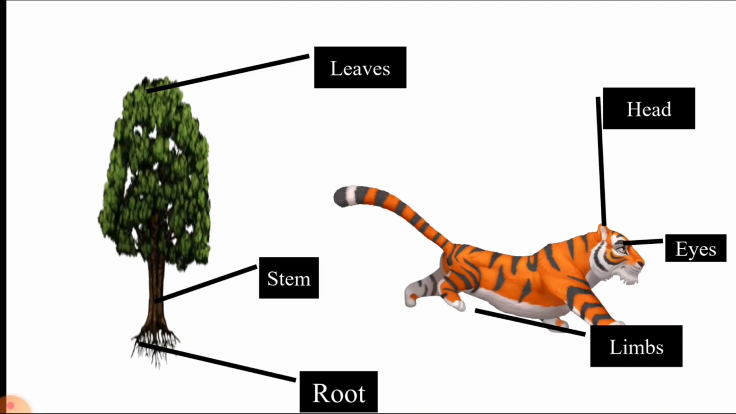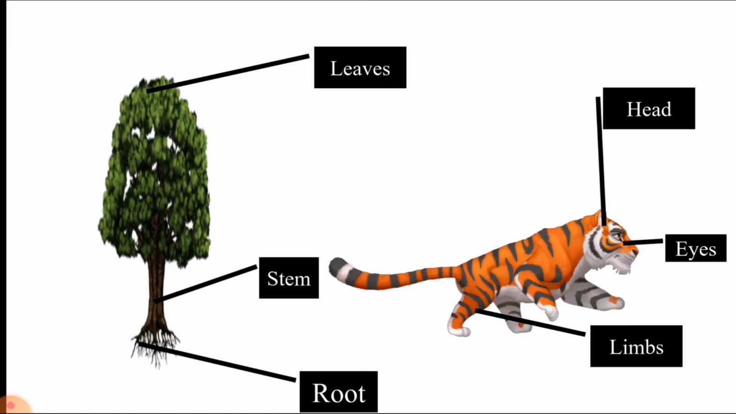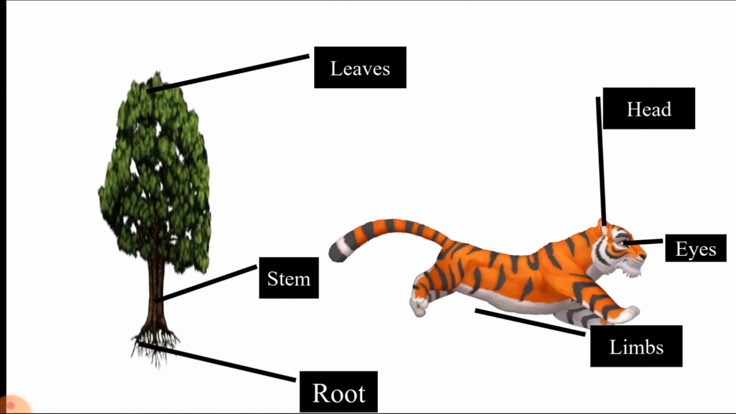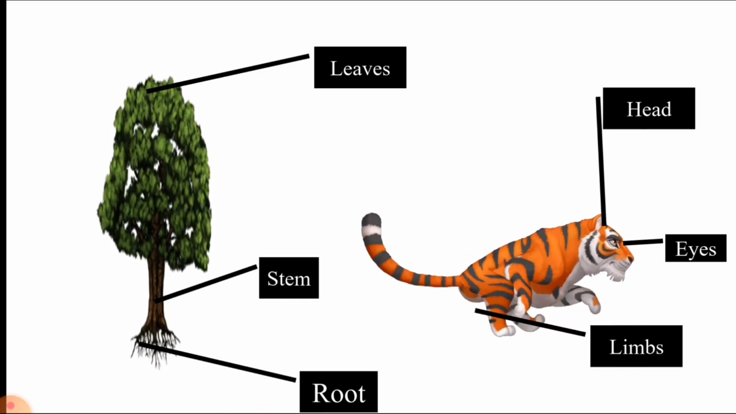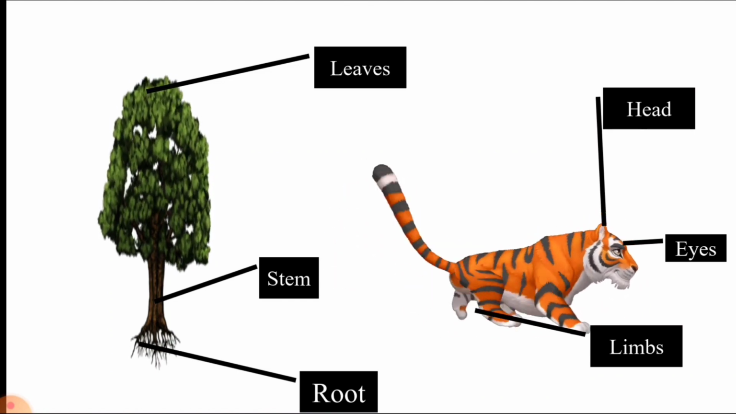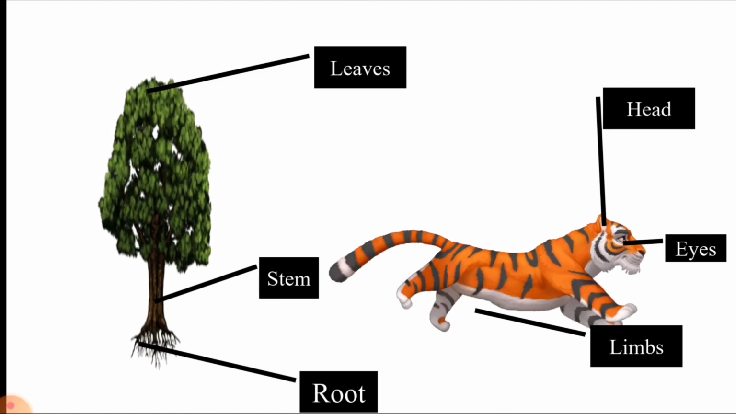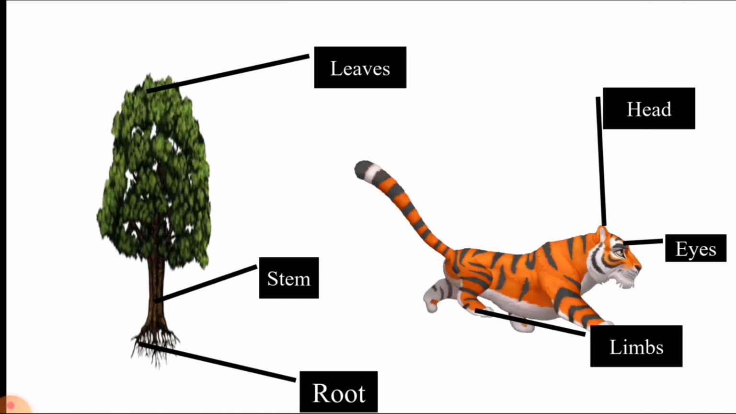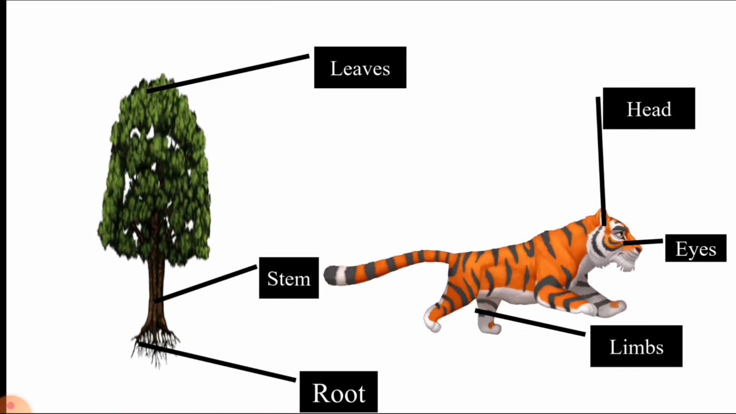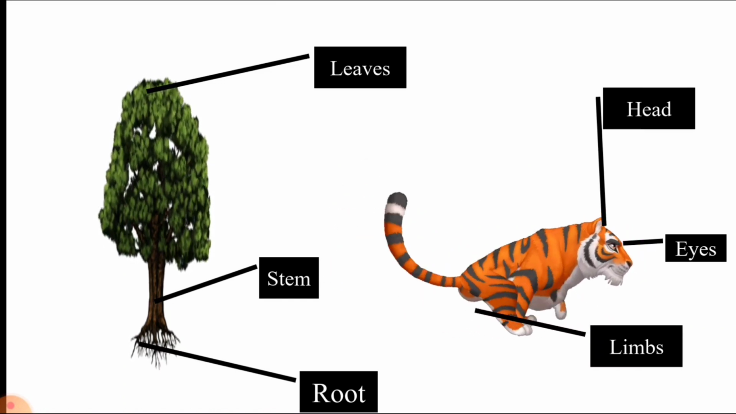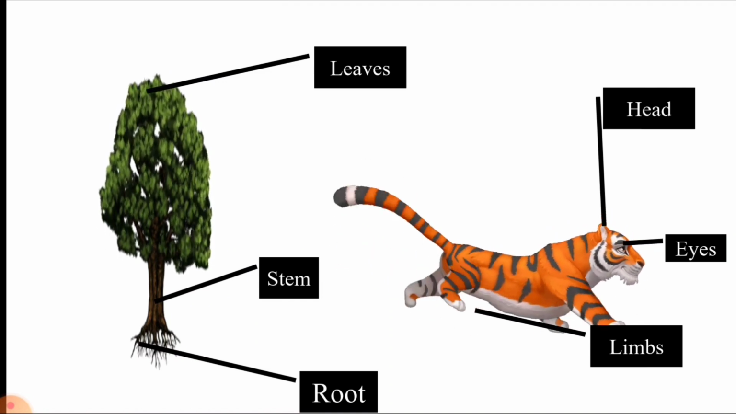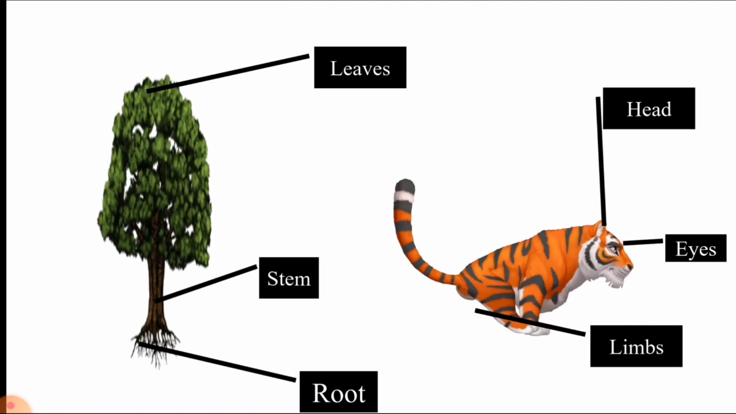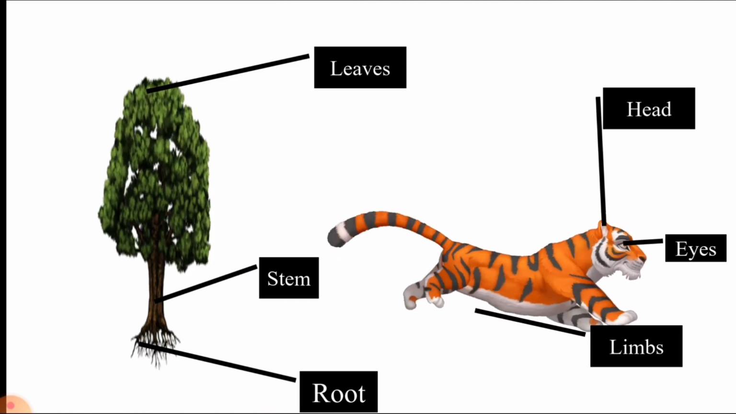Next is, what are the body parts of a plant? The body parts of the plant are leaves, stem, root. We also see fruits and so on. But for the animals, we can see head, eyes, limbs. Limbs means hands, legs, etc. So these are the body parts of animals. So these are the differences between the body parts of plants and animals.